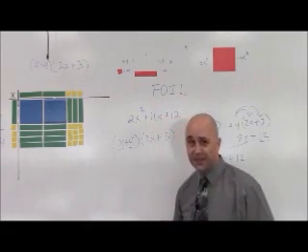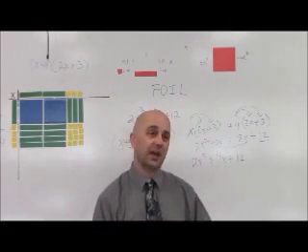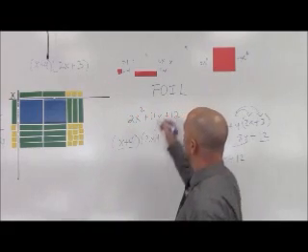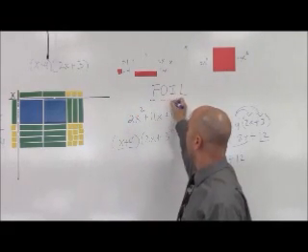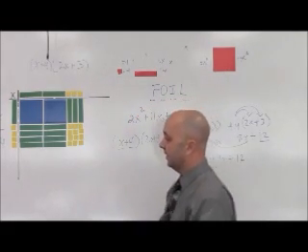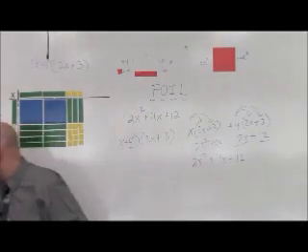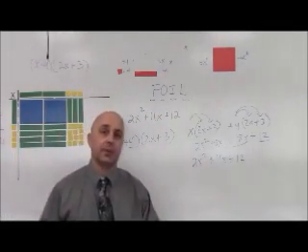F-O-I-L. It's a way to remember how to do this in a kind of shorthand method. It stands for first, outer, inner, last, and it has to do with multiplying a binomial times a binomial.